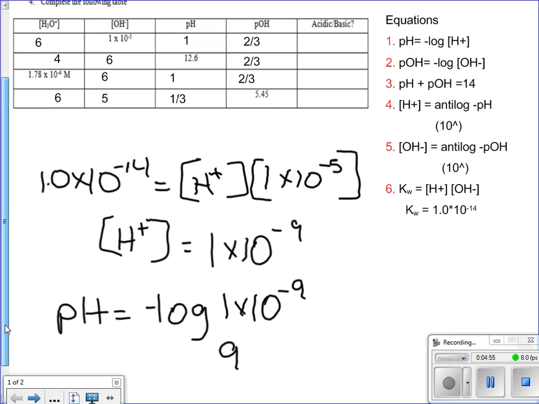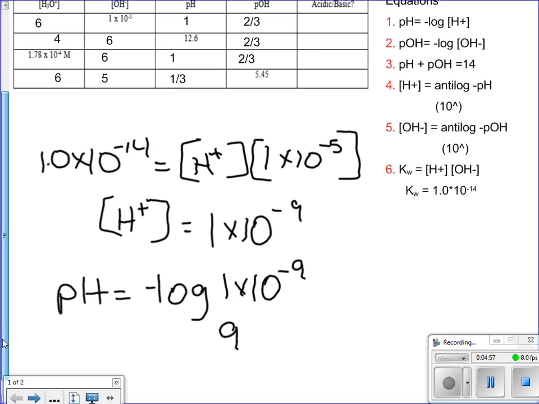And then we have to calculate pOH. For pOH, we can use equation number 2. We can take the negative log of our OH value, which is 1 times 10 to the negative 5th. Or even easier, we can use equation number 3, pH plus pOH is equal to 14. So our pH is 9. We don't know what our pOH is, but we know that it's equal to 14.